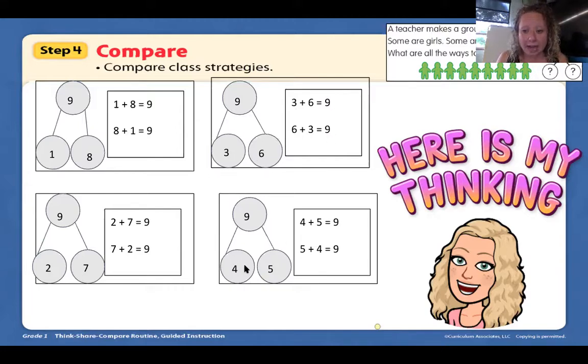I could have 4 girls and 5 boys, or 4 boys and 5 girls. Here is my thinking for that. I could have written an equation to match that says 4 plus 5 equals 9, or 5 plus 4 equals 9. Turn and tell someone which number bond is the one that you did.